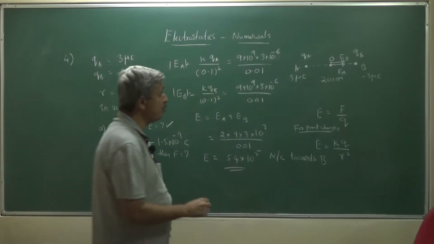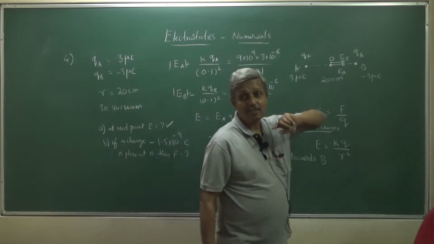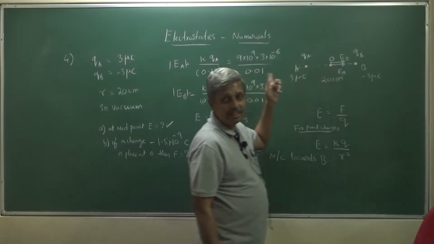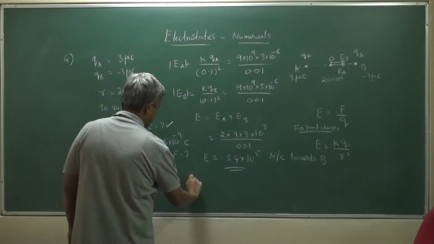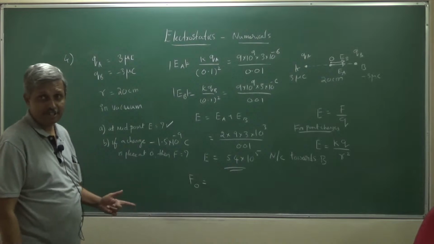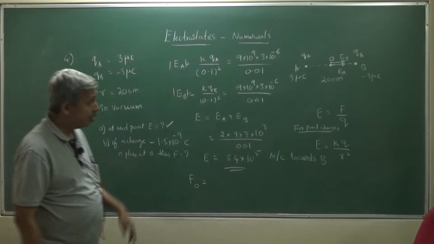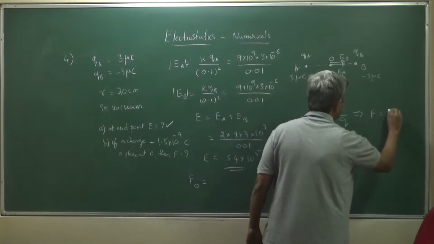Now when you put a negative charge here, what will happen? A negative charge does not move in the direction of B. It moves in the opposite direction. Okay. So if you put a negative charge at O, the force is how much? You can see here E is equal to F by Q, which means force is equal to E into Q.